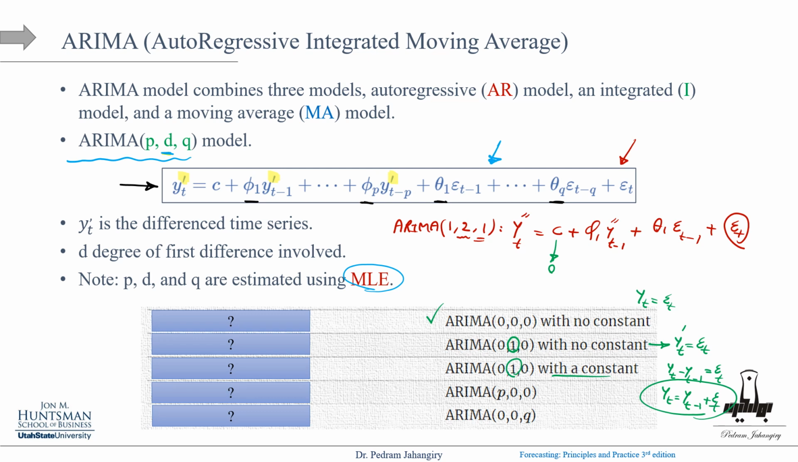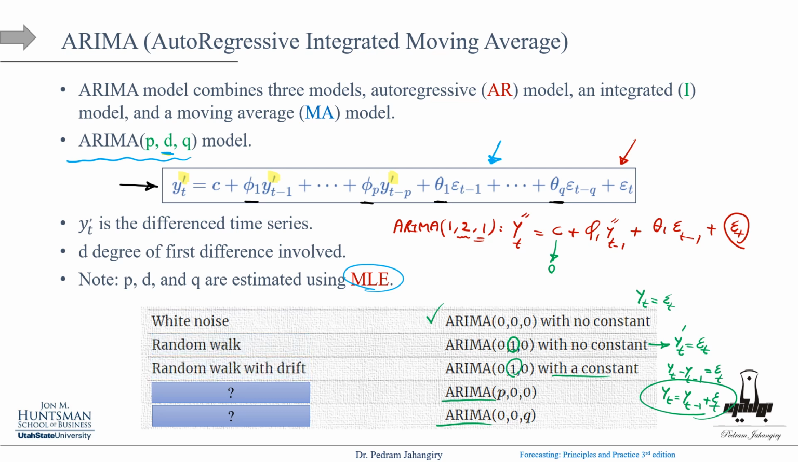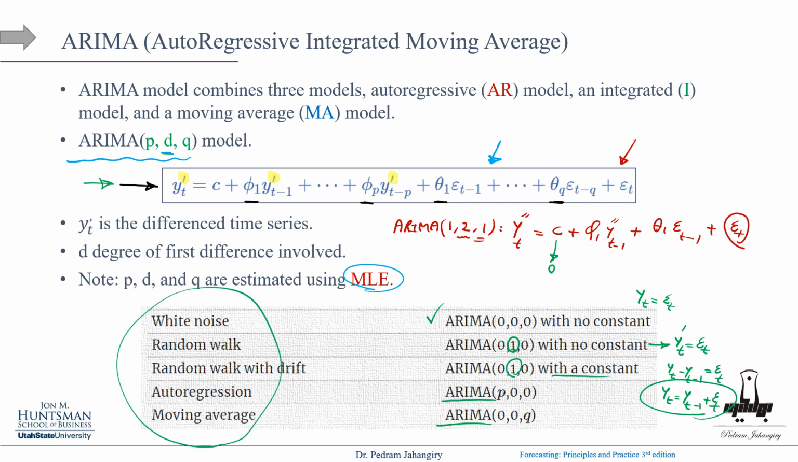ARIMA p000, what is this? This is your autoregressive model. ARIMA 00q, what is this? This is your moving average model. So that's where the name is coming from, right? So white noise, random walk with no drift, random walk with drift, and then autoregression and moving averages. All right, so as you can see, when you have an ARIMA architecture, you can basically model anything you want, the ones that we have discussed so far, okay?